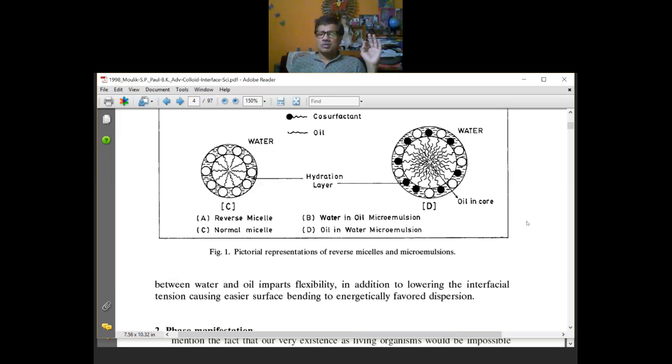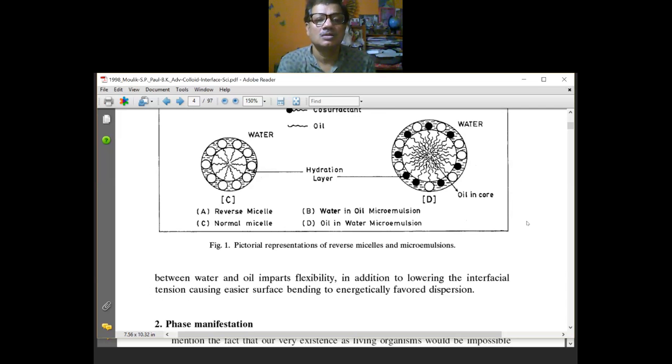The microemulsion terminology came then. Now, depending on the relative amount of the dispersing agent, the one that is dispersed, and the dispersion medium, I can classify the microemulsions into 4 categories. And the scientist Winsor categorized the microemulsions into 4 types. Let us discuss them. What are they?